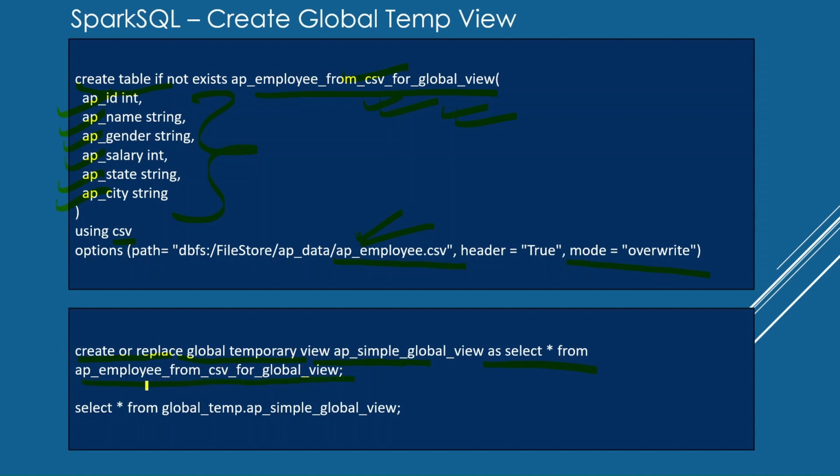Once this global temporary view gets created, we will do a select statement. But we need to keep in mind that all the global temporary views are available in the global temp database. That's why whenever we access a global temporary view, we have to put this global temp database first and then the name of the global view. So I'm going to copy this code. We have done this in the previous exercise, and I will show you how to create a global temporary view and how we can access it.